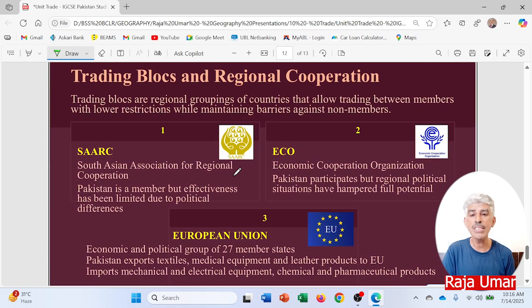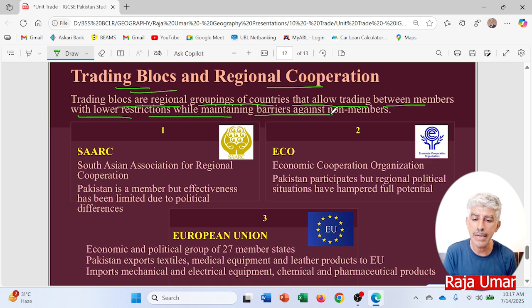Trading blocks, the organizations which are purely meant for establishing trade among countries, are known as trading blocks and regional cooperation. Trading blocks are regional groupings of countries that allow trading between members with lower restrictions while maintaining barriers against non-members. So these countries facilitate trade between one another, but they restrict other countries from trading with them. There are restrictions on the non-members, but limited or no restrictions on the trading bloc members. For example, SAARC.